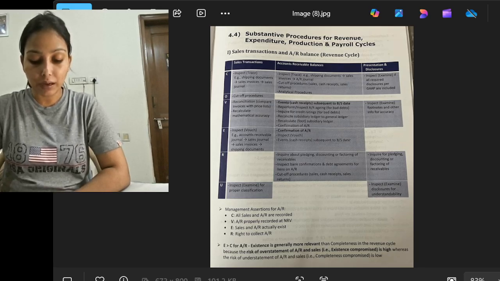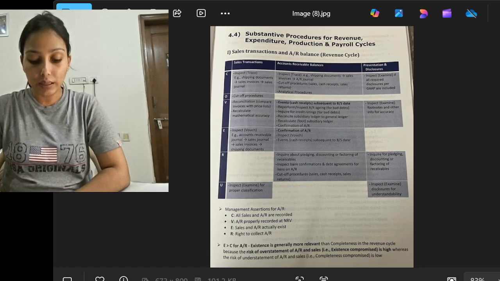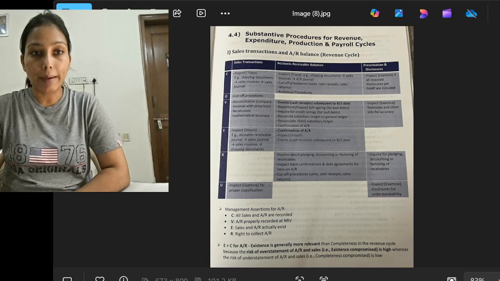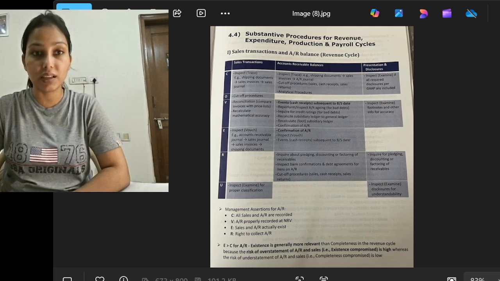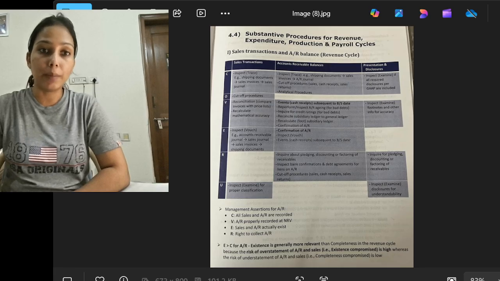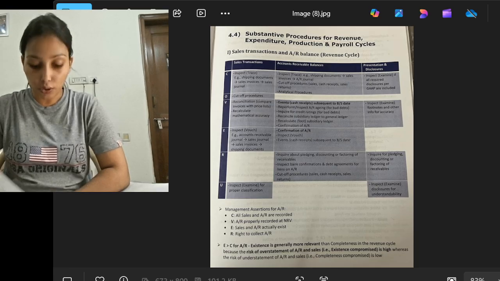Performance or inspection of the accounts receivable aging, the AR aging, is done. How old is the AR in the books of account? Then the inquiry for the credit ratings is done to ensure the bad debts and whether the proper provision for bad debts has been made or not. Then the reconciliation of the subsidiary ledger to the general ledger is done to ensure that both the subsidiary ledger and general ledger are tallying with each other or not.